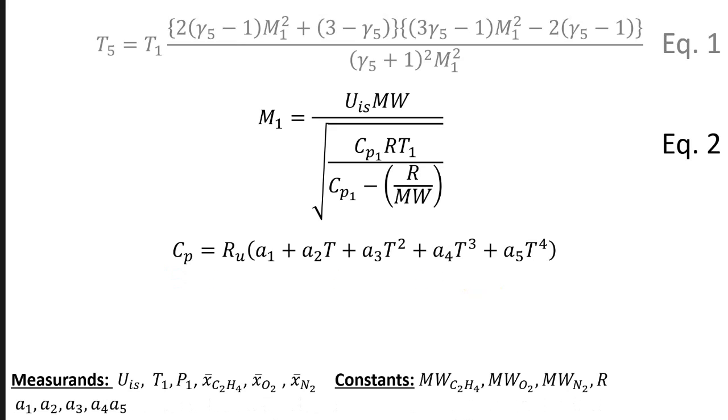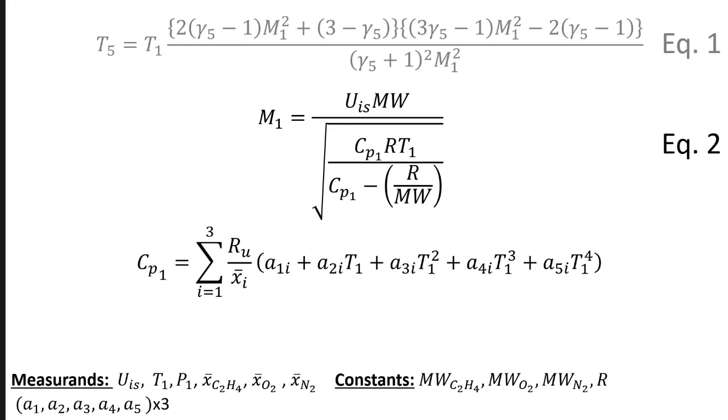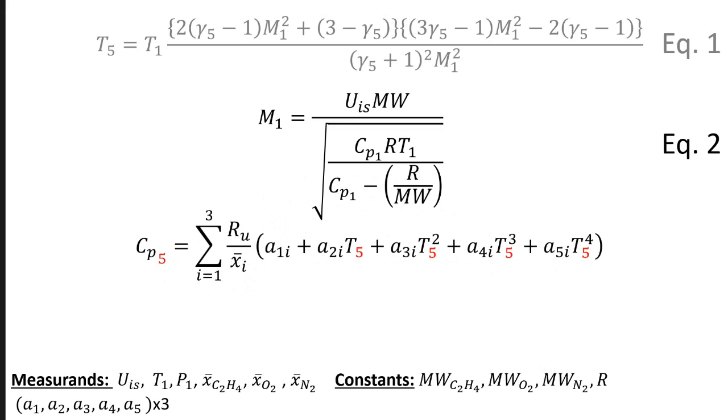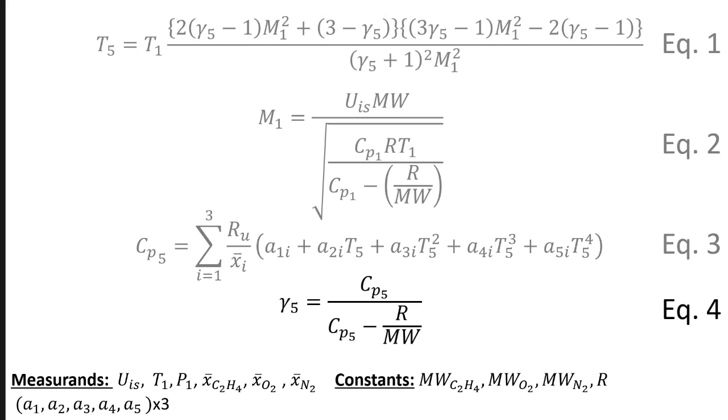Now, note that I've written the equation for C sub P generically, but those 5 constants depend on the gas composition. So it's actually a summation, and there are 3 sets of those 5 coefficients, one set for each constituent in our mixture. So now just keep in mind that all of this must be substituted for CP1 in equation 2. I'll need the same formulation at state 5, and I'll call this my equation 3. Where equation 4 is gamma 5 expressed in terms of CP5.